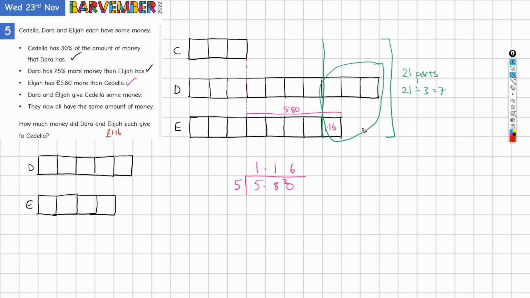£1.16, 1 times 1.16. And what does Dara need to give? Well, 3 times 1.16. So 1.16 times 3 gives us 18, and then we have 4 and 3. So £3.48 is what Dara gives.